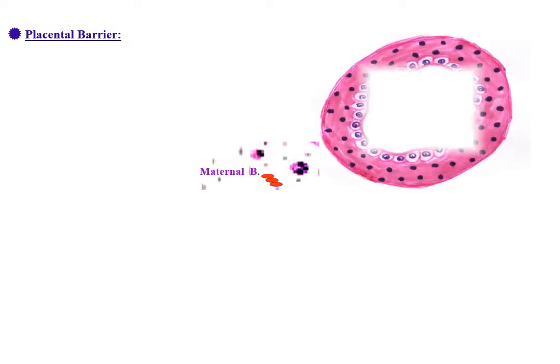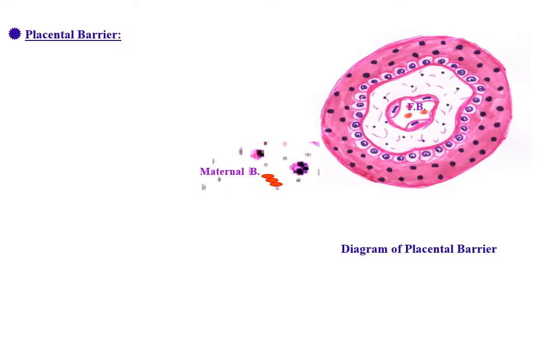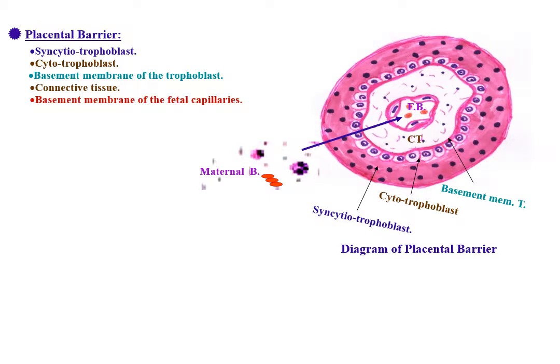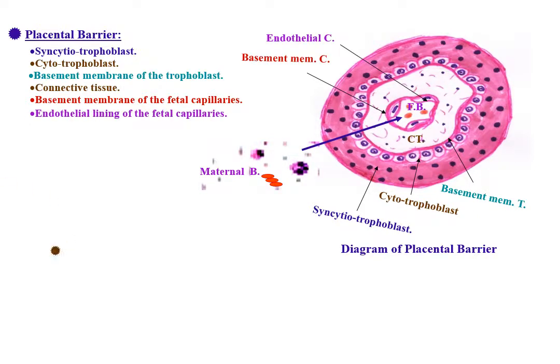Placental barrier is the barrier between maternal and fetal blood. It consists exclusively of fetal tissue: syncytial trophoblast, cytotrophoblast, plasma membrane of the trophoblast, connective tissue, plasma membrane of the fetal capillaries, and endothelium lining the fetal capillaries. Functions of placenta.